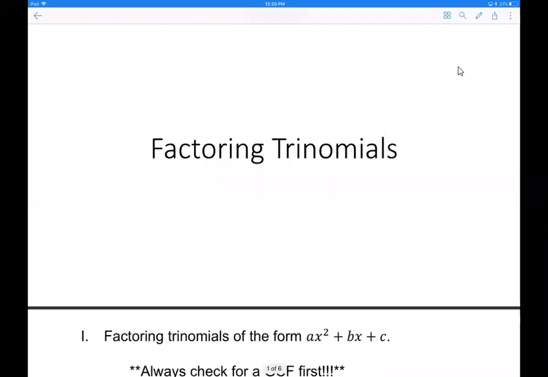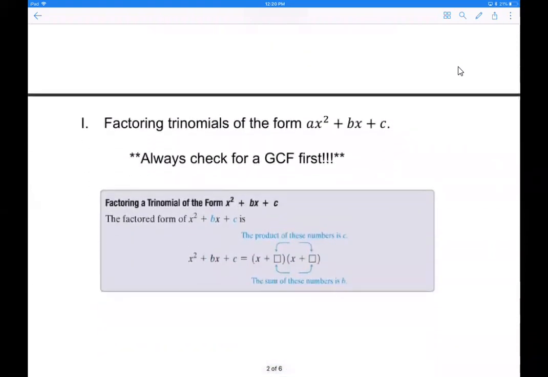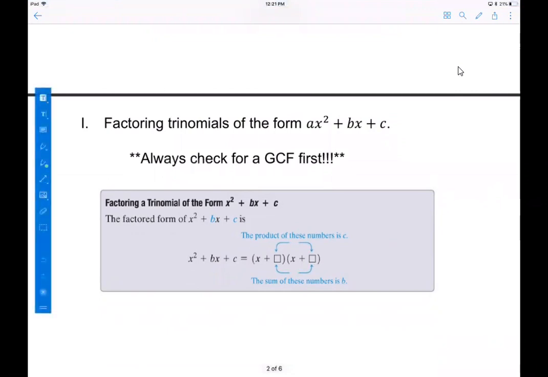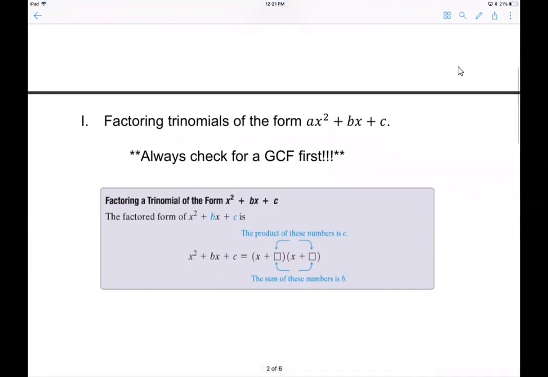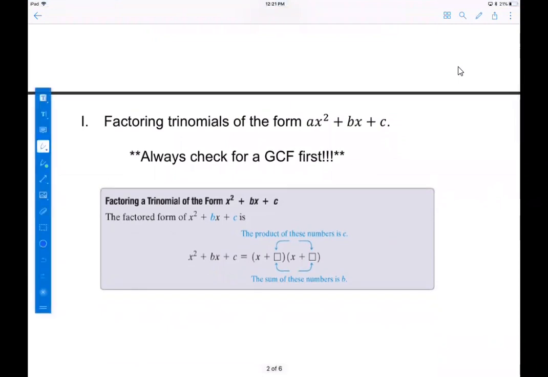In this lesson, we're going to learn how to factor trinomials. There's two different forms we're going to look at, or ways of factoring. The first way of factoring we're going to look at is where our trinomial, or a here, is a 1.